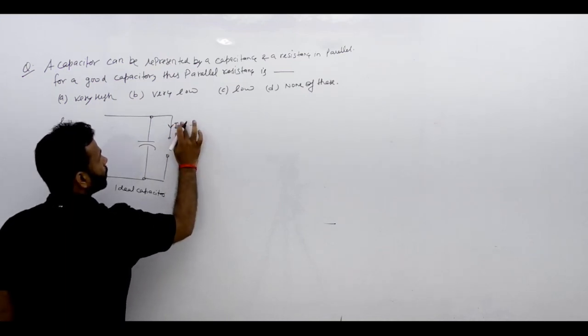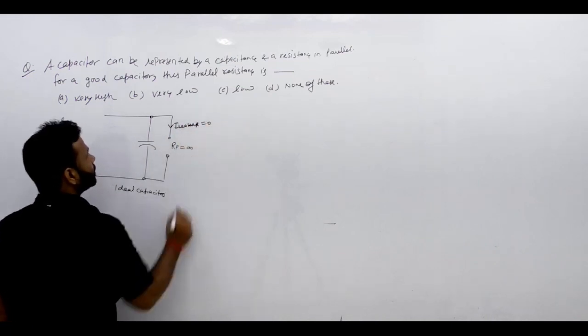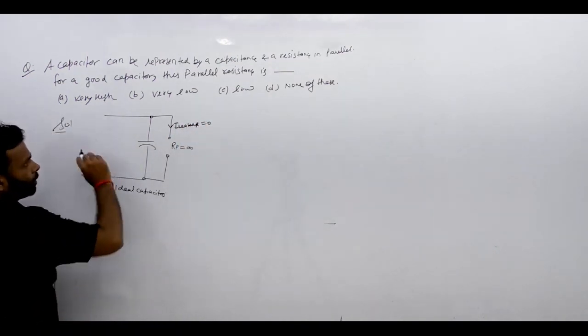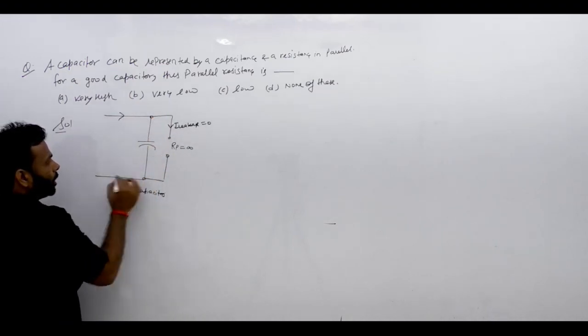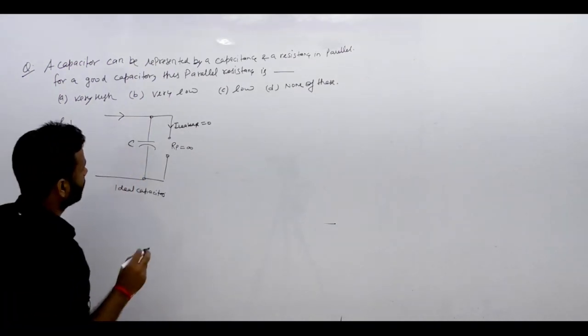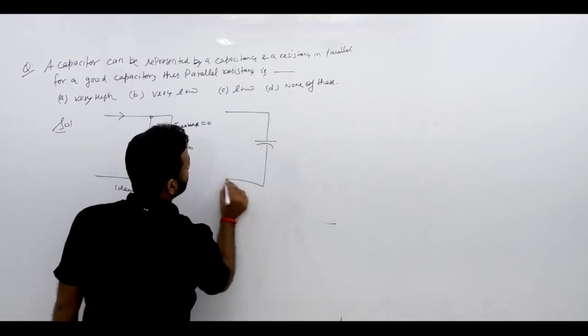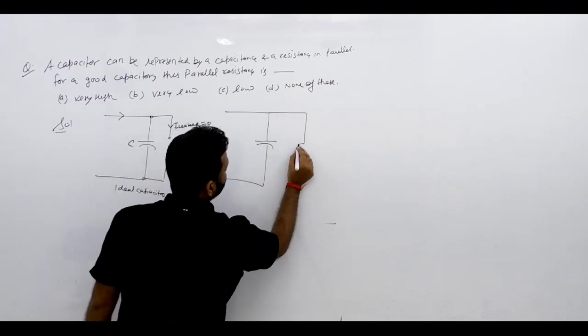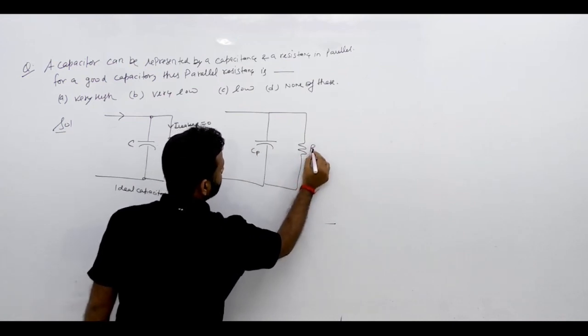Leakage current. So I'll write it the proper way. Leakage current is zero if the capacitor is ideal, then the whole of the supply current will be through the capacitor. But for the practical capacitor, we have a resistance in parallel with it.